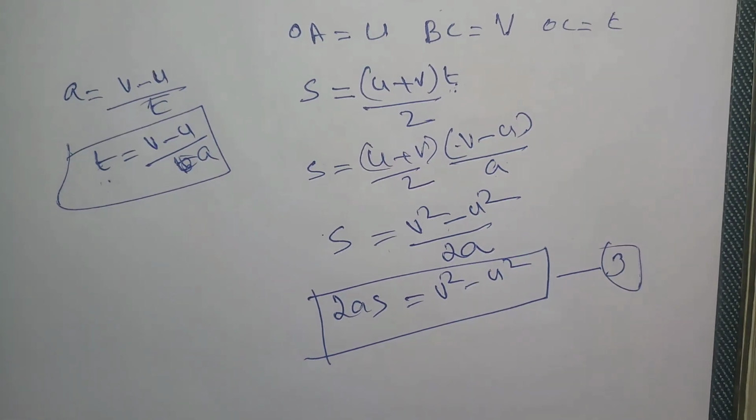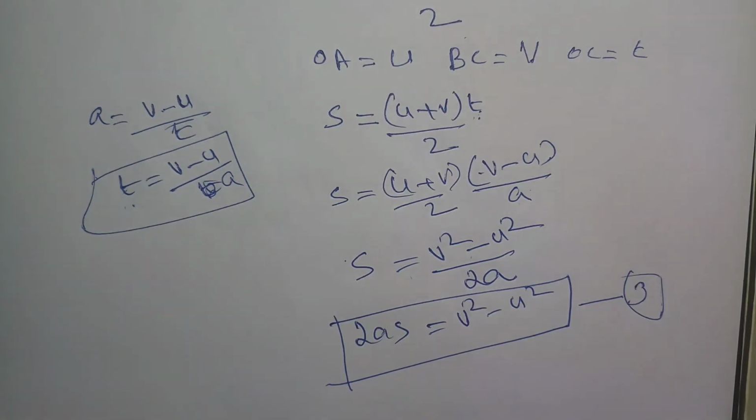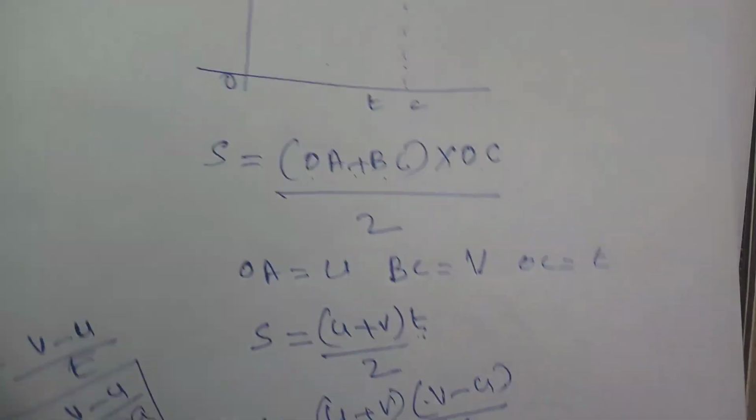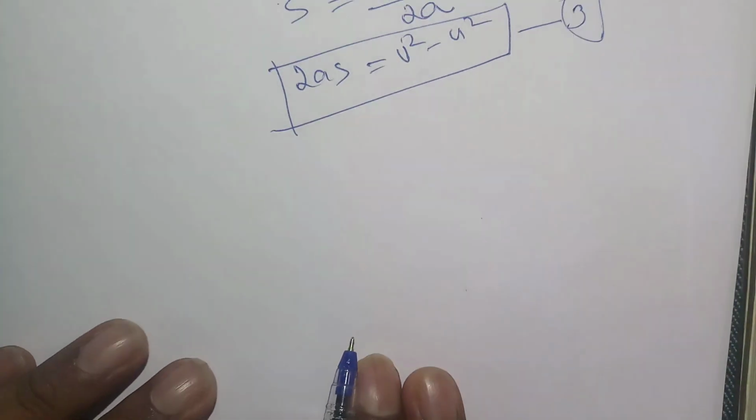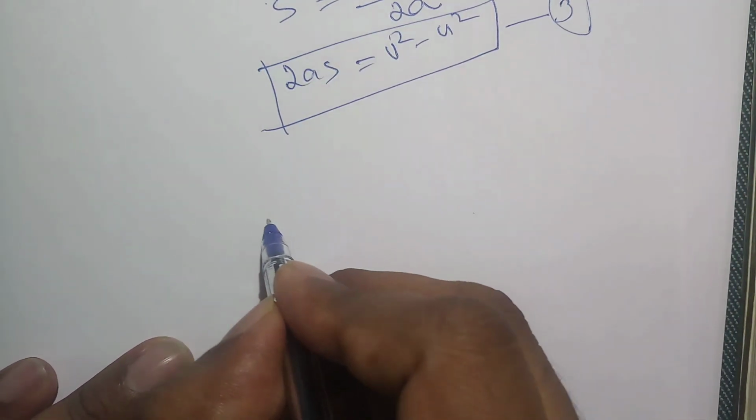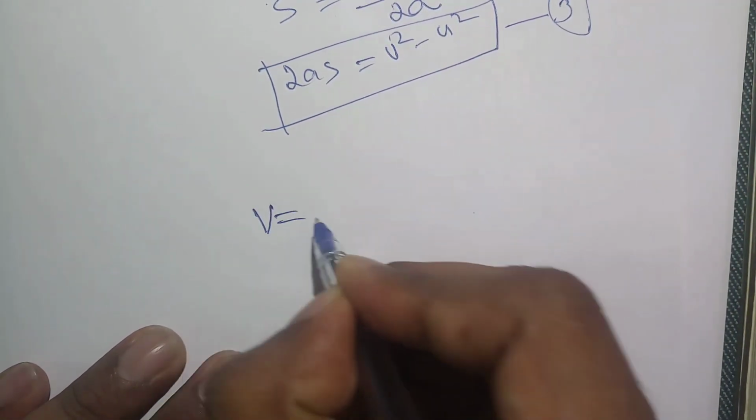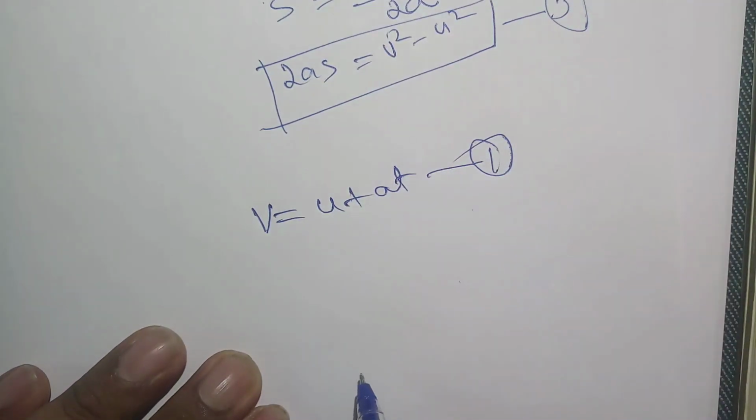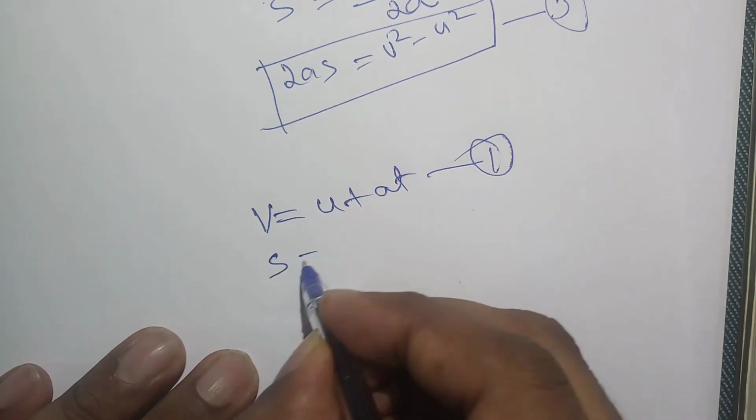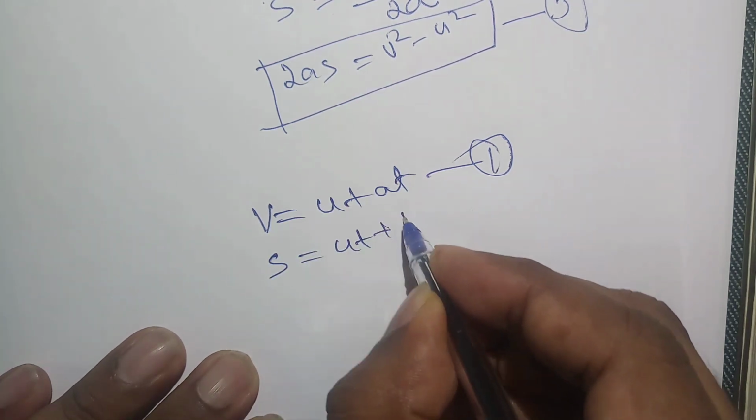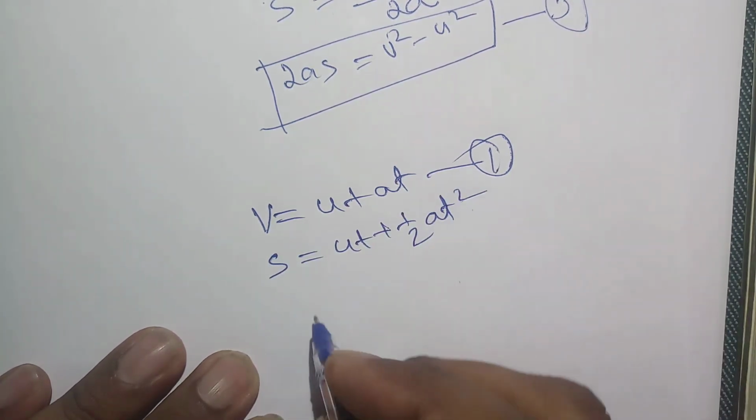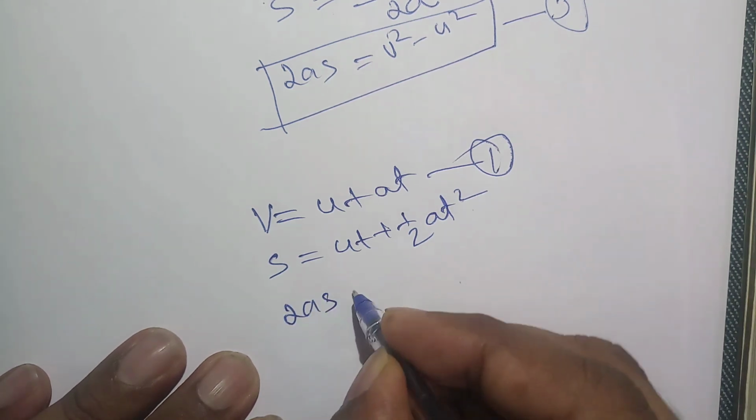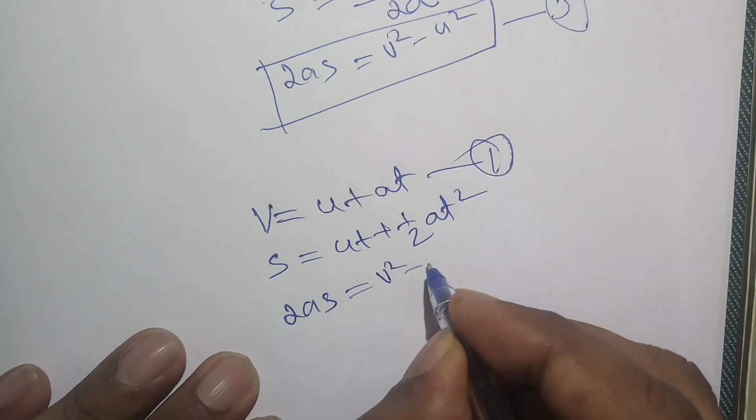Now we got all the three equations. So once more we will write all the three equations together, and next we can use them. So what is our first equation? v is equal to u plus at. This is equation number 1. Equation number 2 is s is equal to ut plus half at square. Now equation number 3 is 2as is equal to v square minus u square.